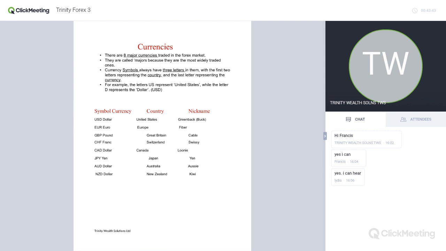So remember again, we said here in Forex, we only trade currencies. And we say there are 8 major currencies that are traded in the Forex market. The currencies are quite many, but we focus on the 8 major currencies. They are called majors because they are the most widely traded ones. So you're safer trading the ones that are commonly traded because it means you can sell anytime, you can buy anytime, and there's always a buyer somewhere, there's always a seller somewhere. And they also move very fast.